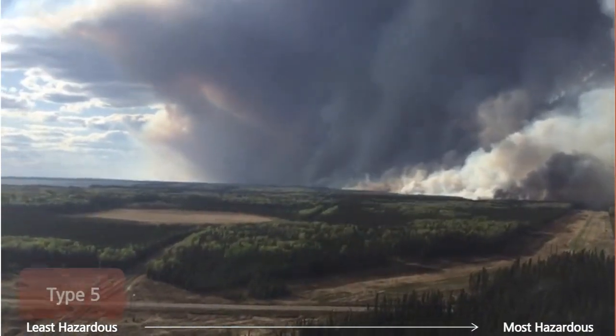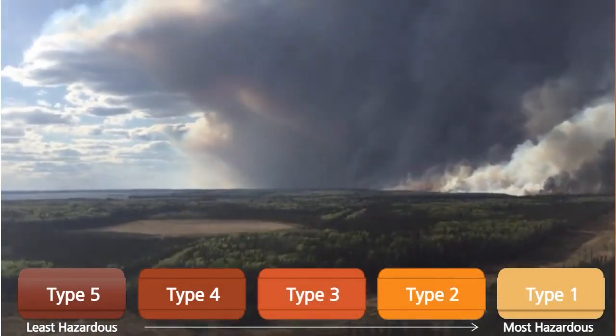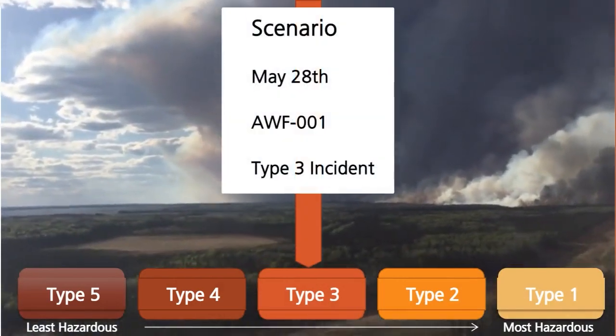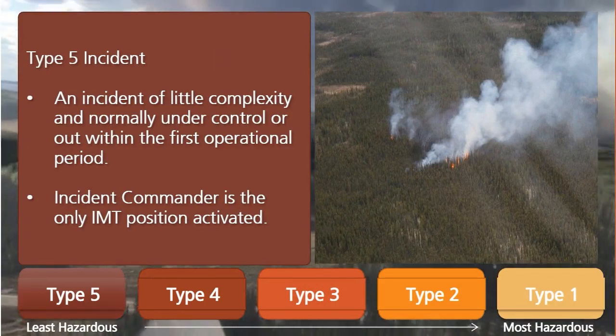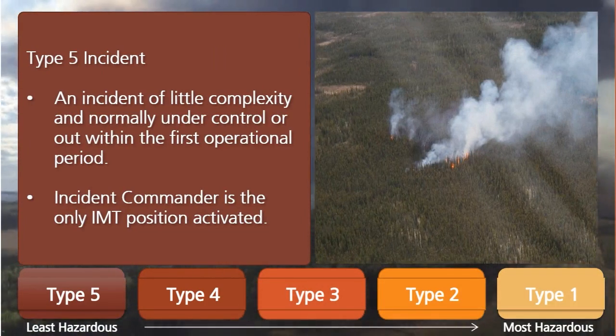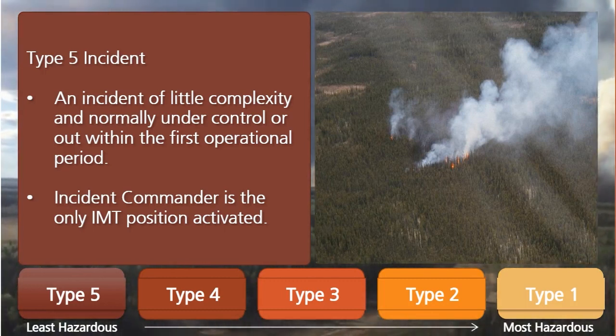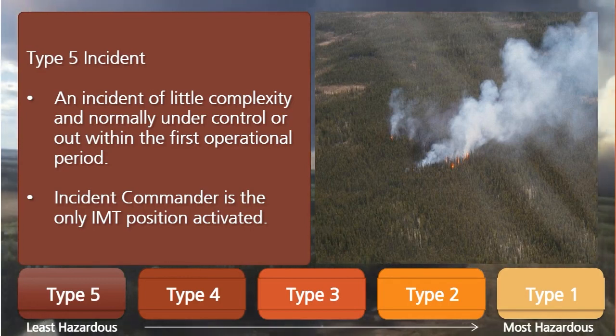An incident management matrix is used to define the incident type. Knowing the incident type will give you a better idea of what to expect when you head out to the fire. Type 5 incident. An incident of little complexity and normally under control or out within the first operational period. Incident commander is the only IMT position activated.